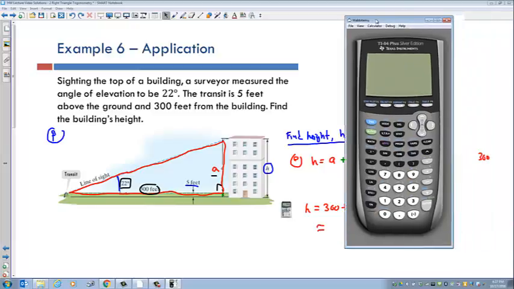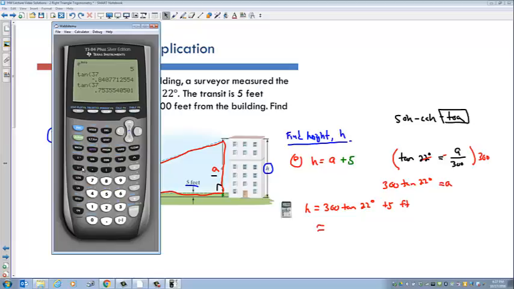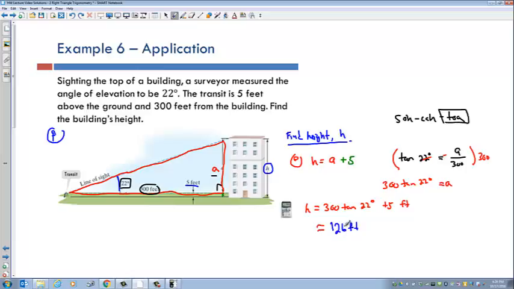On my calculator, make sure you're in degrees, so when you turn it on, hit mode, and make sure you're actually in degrees. So I'm in degrees, so I should be good to go. And so I get 300 tan of 22 in parentheses, and then I'm going to add 5, and I get my answer of about 126 feet. So this is approximately 126 feet. That's the height of the building.